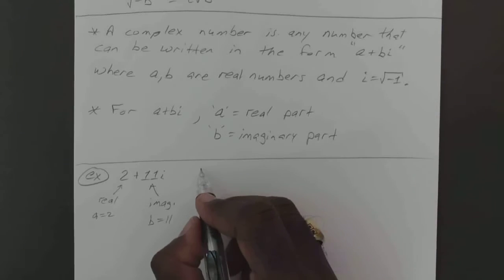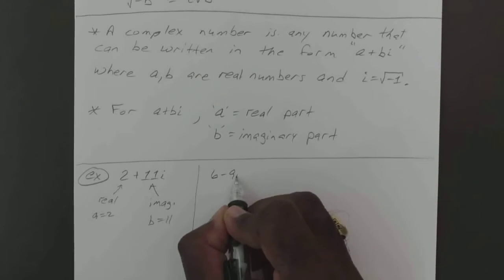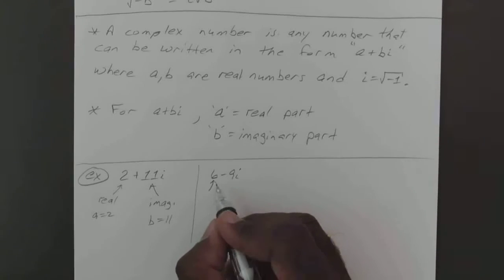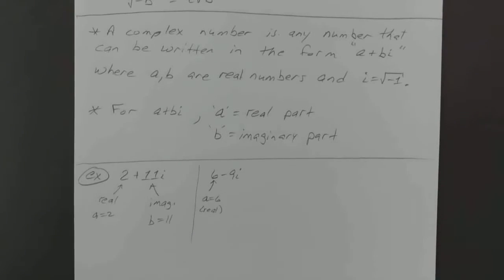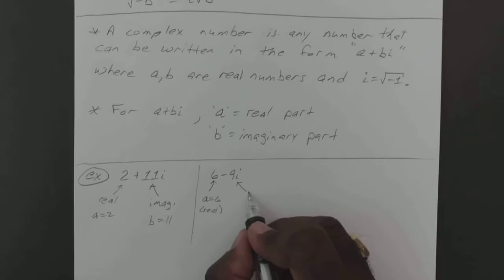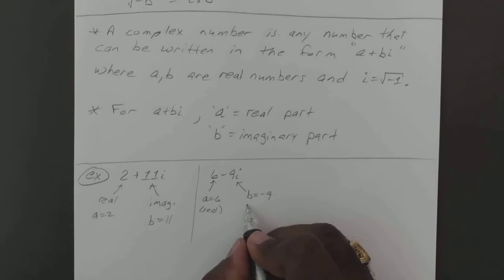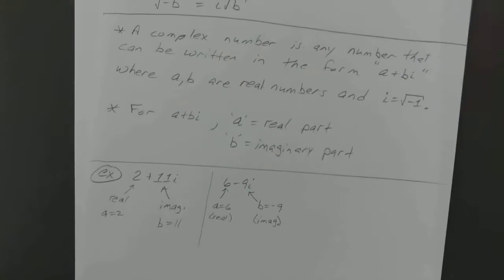Okay. So what if you had, let me separate that a little bit, 6 minus 9i. Okay. So for this one, your a equals 6 is your real part. For this one, your b would equal negative 9. Because remember, it's a plus bi. So that would actually be plus negative 9i. So negative 9 is your imaginary part.